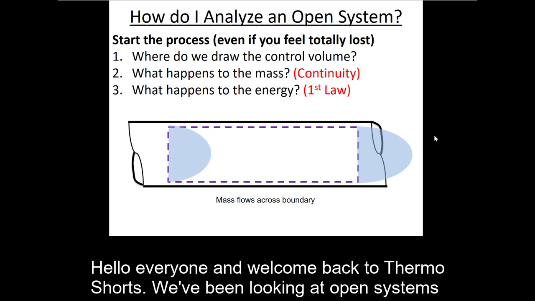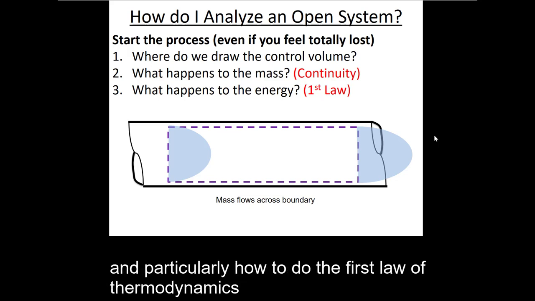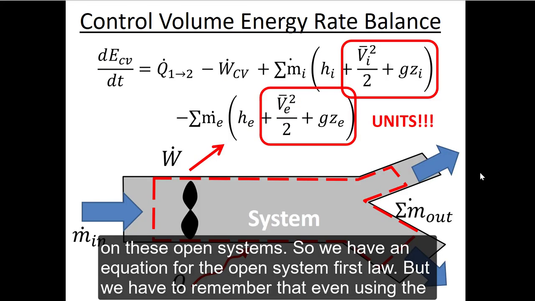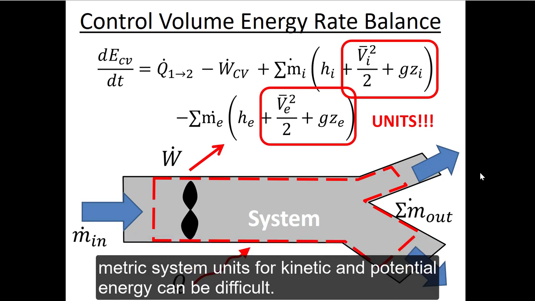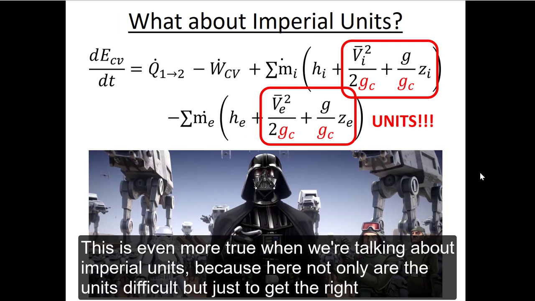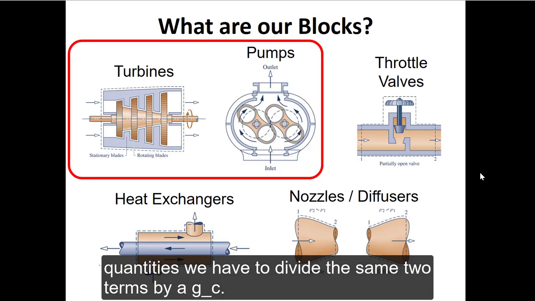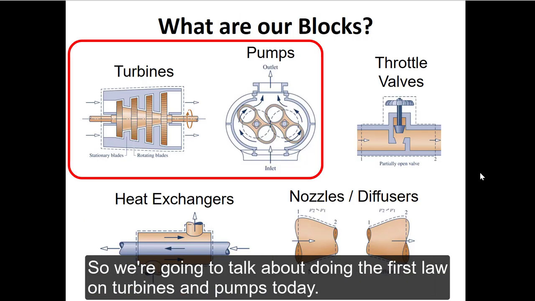We've been looking at open systems and particularly how to do the first law of thermodynamics on these open systems. So we have an equation for the open system first law, but we have to remember that even using the metric system, units for kinetic and potential energy can be difficult. This is even more true when we're talking about imperial units, because here not only are the units difficult, but just to get the right quantities, we have to divide these same two terms by GC. So we're going to talk about doing the first law on turbines and pumps today.